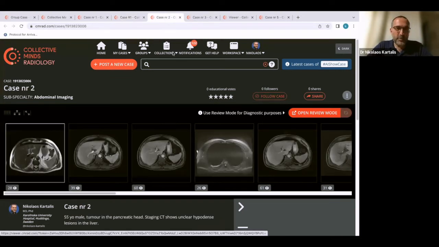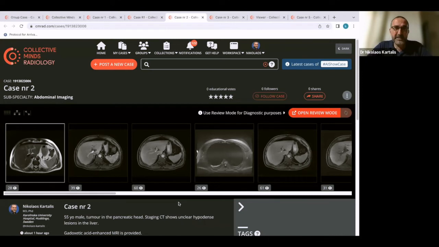So case number 2. This is a very challenging one. We have a 55-year-old male with a tumor in the pancreatic head, pancreatic cancer, in other words. Staging CT shows unclear hypodense lesions in the liver. So we go for the gadoxetic acid enhanced MRI to see: are the lesions metastasis, yes or no?